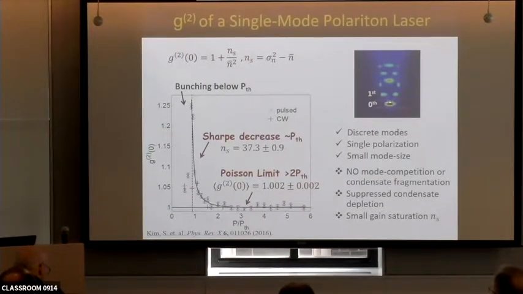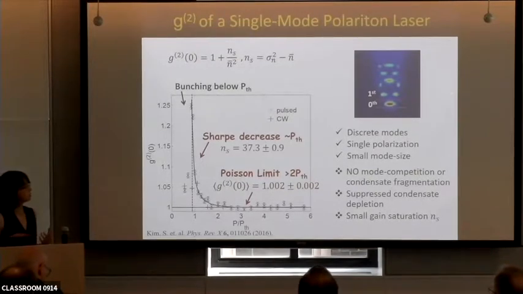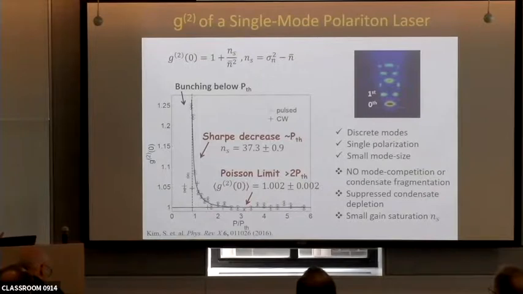But in our system, we actually made it to be sort of a perfect fit for the best second-order coherence, or to reduce the intensity fluctuation. With the discrete modes, we can suppress the mode competition as well as quantum or thermal depletion of the condensate. The confinement also increases the exciton-exciton interaction and it reduces the gain saturation parameter, which makes the G2 drop very fast above threshold, and it really goes to the Poisson limit.